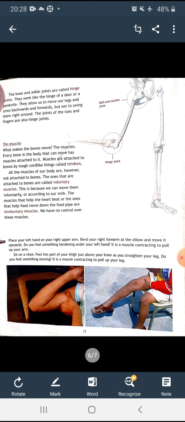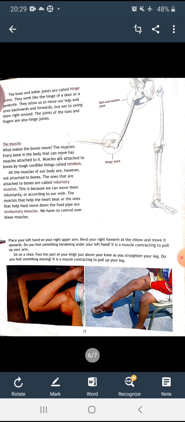Next is muscle. How do the bones move? What makes the bones move? With the help of muscles. Every bone in the body that can move has muscles attached to it. And how are the muscles attached to bones? They are attached to bones by tough cord-like things called tendons.